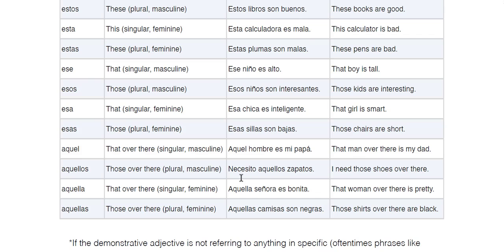Some examples with the feminine forms: aquella señora es bonita. That woman over there is pretty. And the plural form, aquellas camisas son negras. Those shirts over there are black.